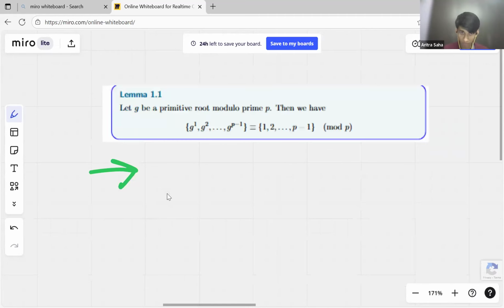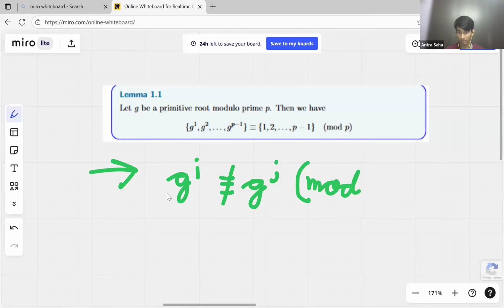Okay, see. So what do we have to prove? That this covers the whole residue system mod p. So if we prove this for some g to the power i and g to the power j, where i is not equal to j mod p minus 1, basically mod p, that this can't hold, then we are done. Because then g to the power 1, g to the power 2, up to g to the power p minus 1, and all the powers mod p minus 1 are different. So they all will give different residues.